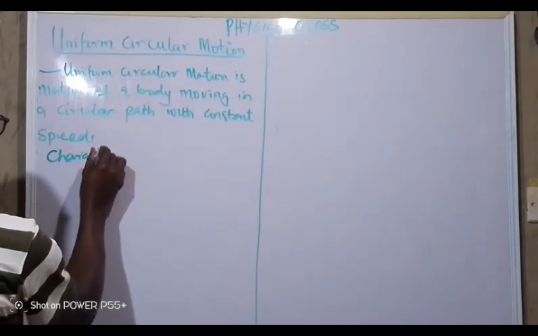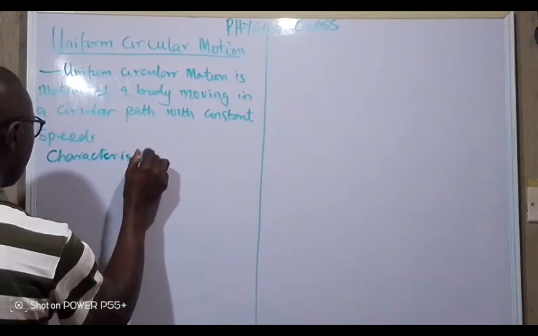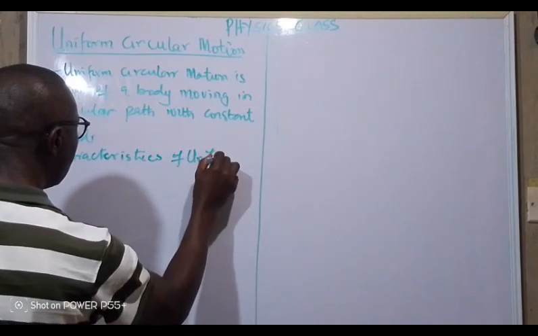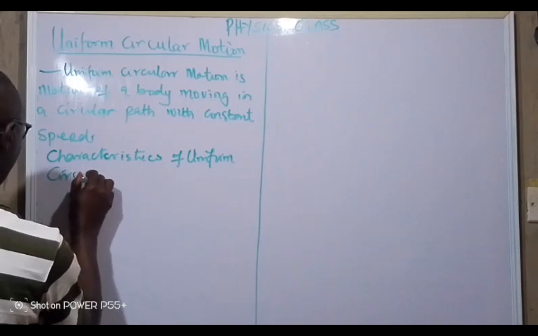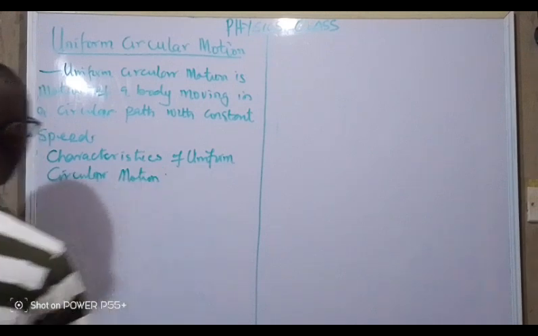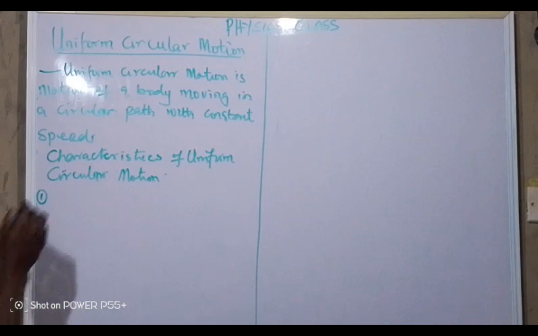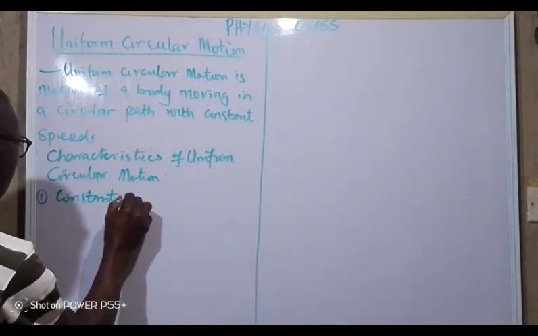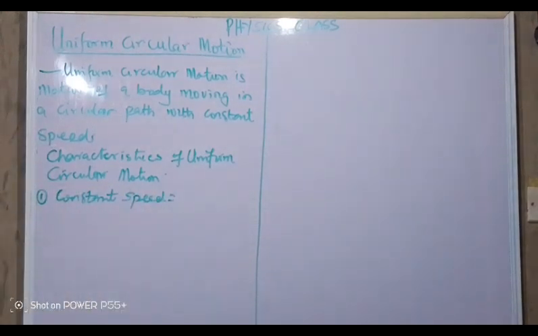Now, what are the characteristics of uniform circular motion? One, it is characterized by constant speed. That is, the body will be moving with constant speed.